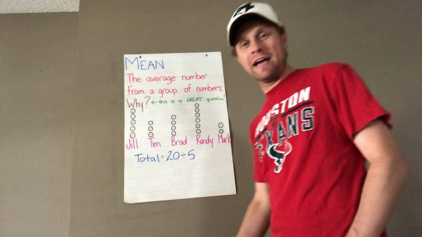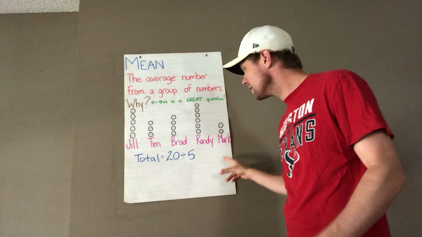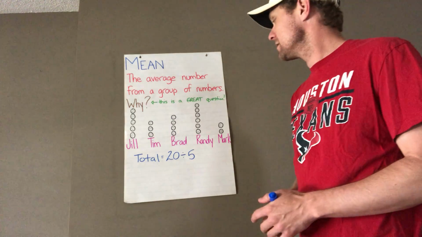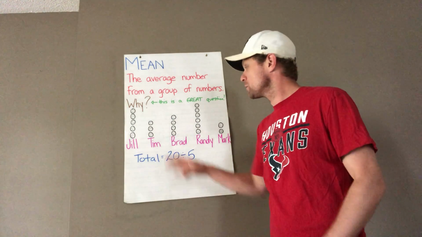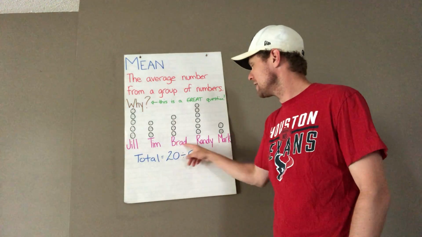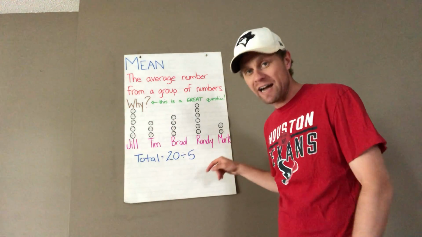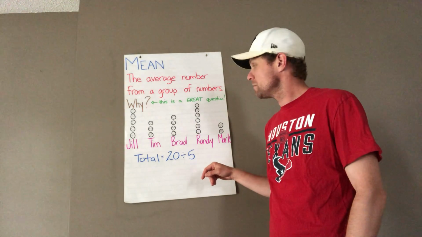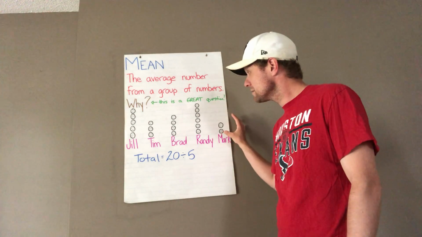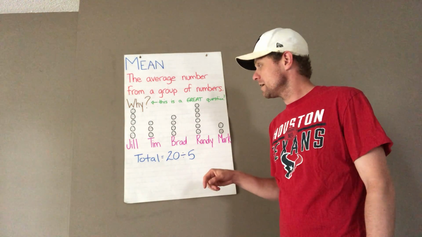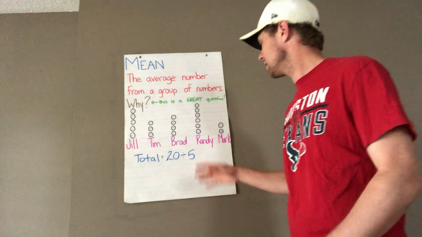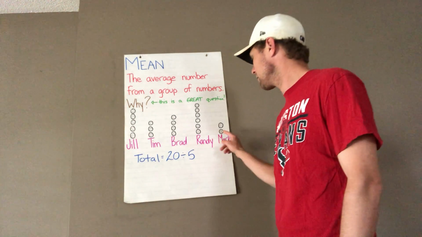So we're going to divide the total number of cookies by the total number of people that have cookies. So the total number by the amount of numbers. Each person here represents a number. There's 5 of them. So total number of cookies is 20. And then the total number of numbers is 5. 1, 2, 3, 4, 5.